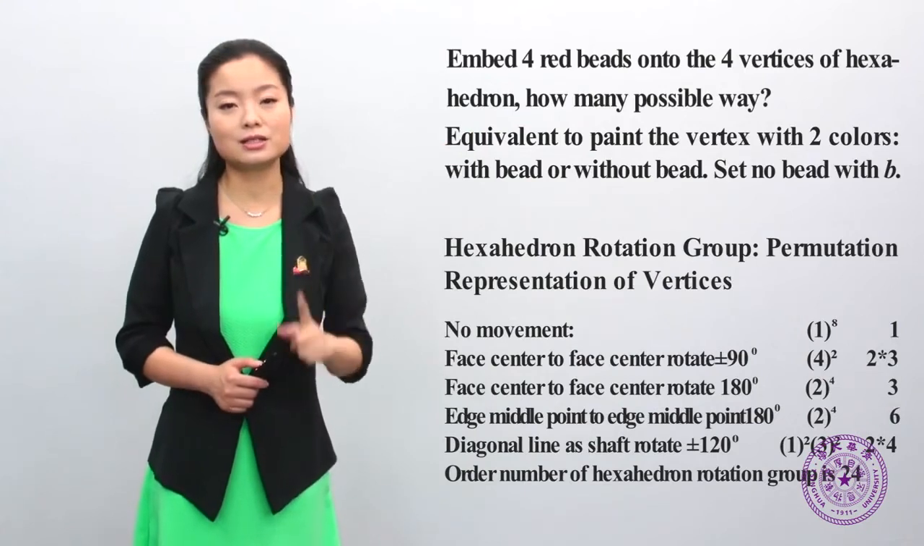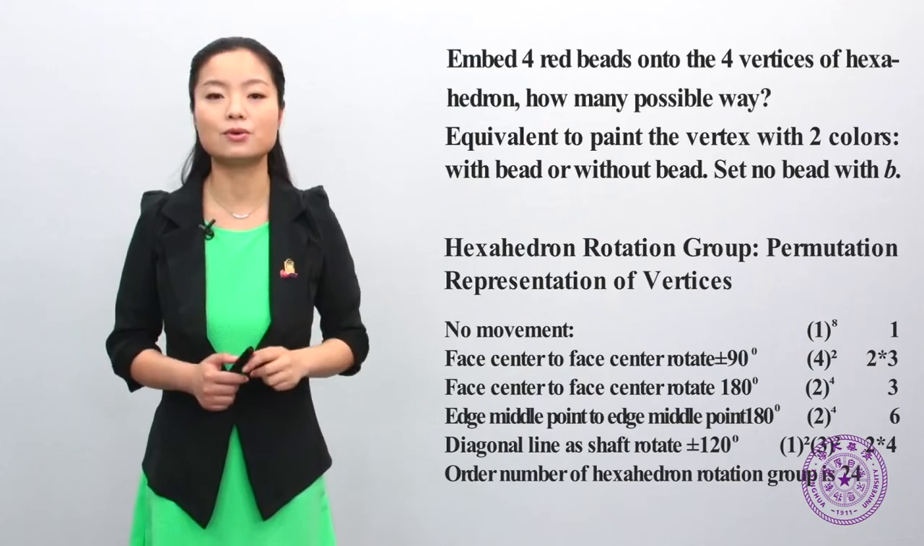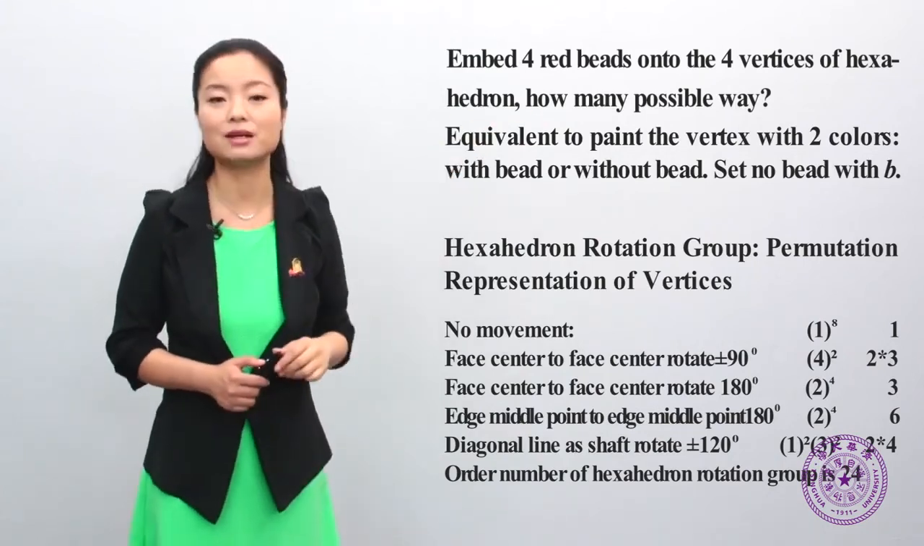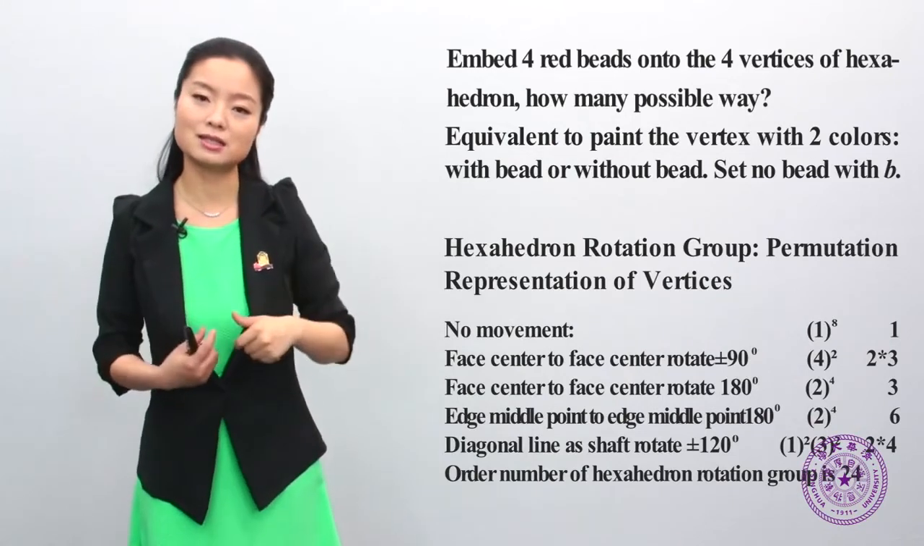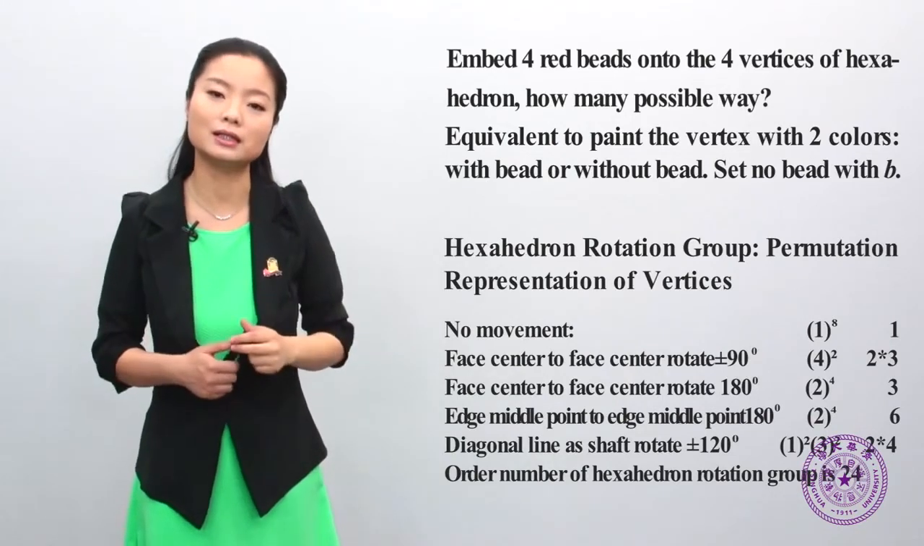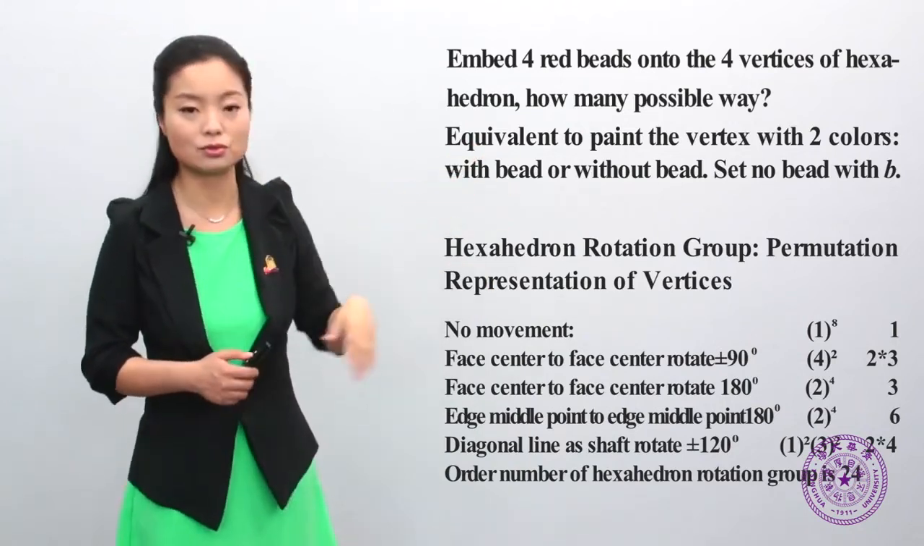The vertex permutation should be over 8 vertices. Each vertex is a 1-order cycle. Therefore, it is a 1-order cycle to the power of 8. For face center to face center rotation, the upper 4 vertices and the bottom 4 vertices form an exchange. Therefore, there are 2 4-order cycles. Following the same way, we can list out all the permutation group of the vertices.